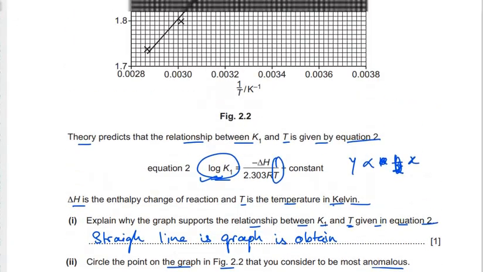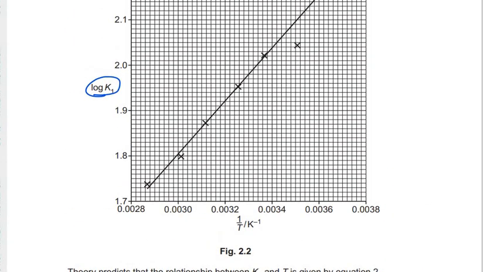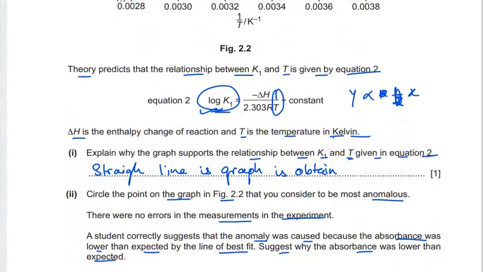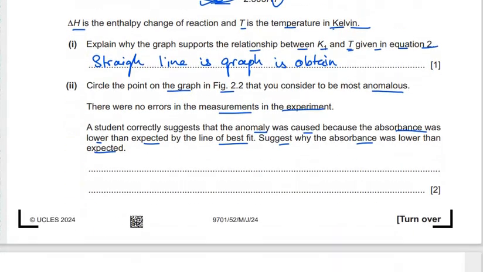Let's have a look at the anomaly here. The anomaly here is this. The equilibrium K1 value here is lower, that's why the log K1 value is also lower, and the reason given suggests why the absorbance was lower than expected. Now if absorbance is lower, that shows that the color produced was less.